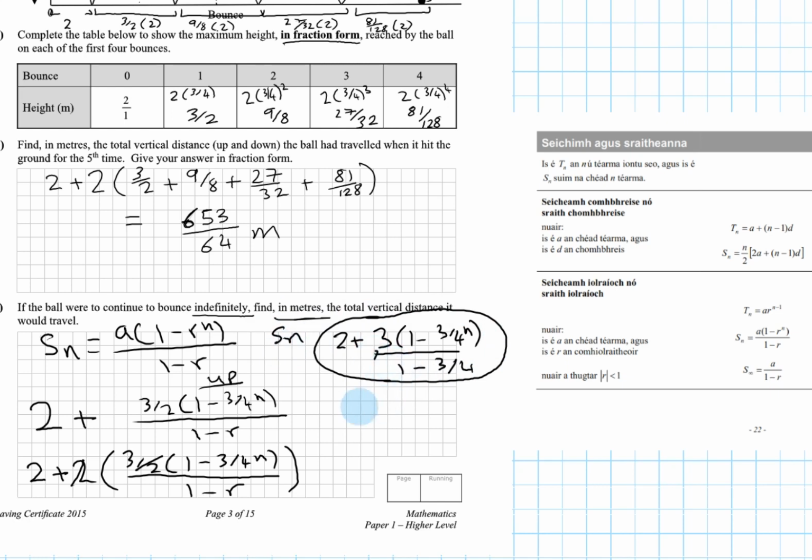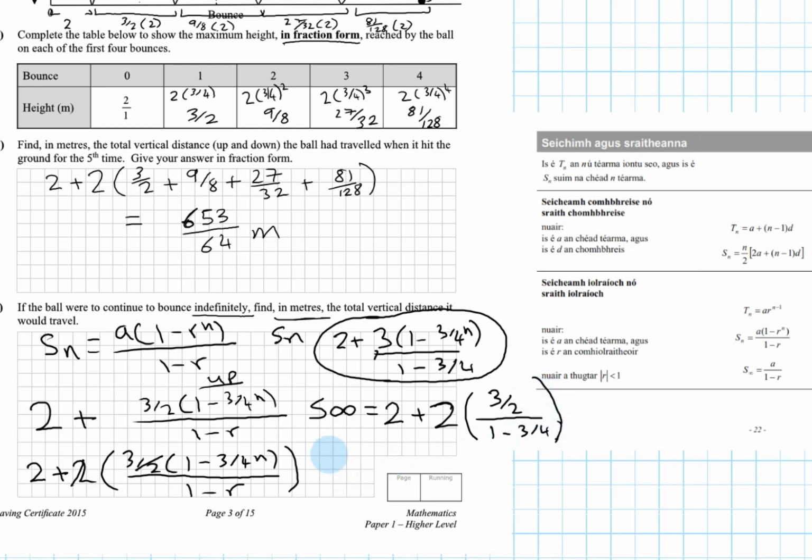But that's not what we're interested in. What we're interested in is s to infinity. So again, it's the same thing. We're still going to have to keep our 2 because that's isolated, plus, again, we can do the 2, which represents the up and the down, and 2 multiplied by a divided by 1 minus r. So our a was 3 over 2, all over 1 minus r, 1 minus 3 over 4.